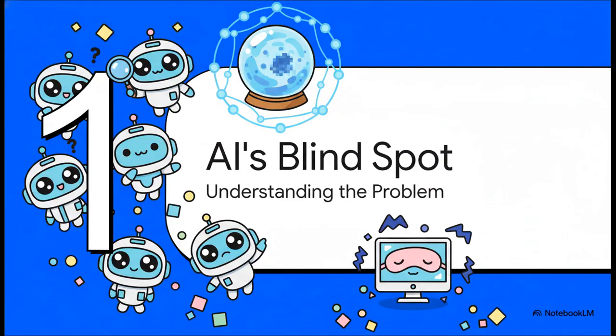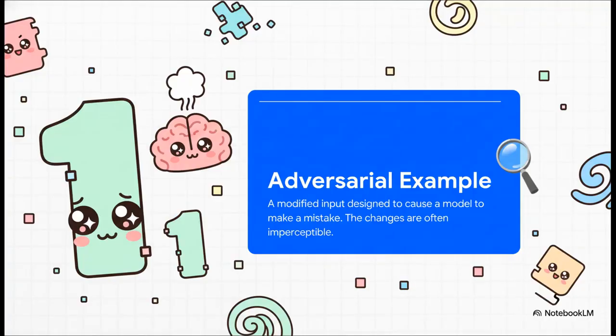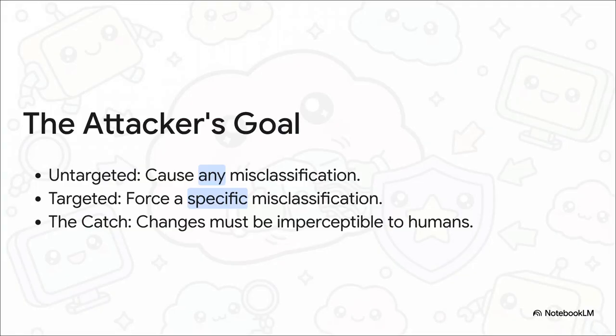Okay, so let's start by really understanding the problem. What exactly is this blind spot that our super smart AI systems seem to have? So, an adversarial example is basically an input that's been tweaked with almost surgical precision, all with the goal of tricking an AI. Just like we saw with that digit 1, these little changes are so incredibly subtle that we can't see them, but they're just enough to make the AI have a complete meltdown and get the answer totally wrong.